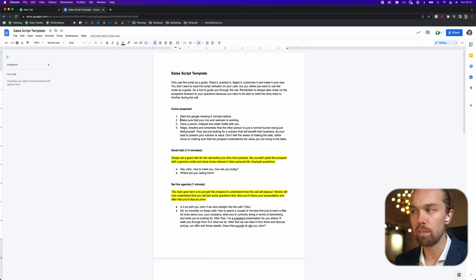Don't feel the stress of making the sale. Rather, focus on making sure that the prospect understands the value you can bring to the table. Sometimes it can be very easy to be nervous because you're getting a call with a big company or with a business owner who's making a ton of money.